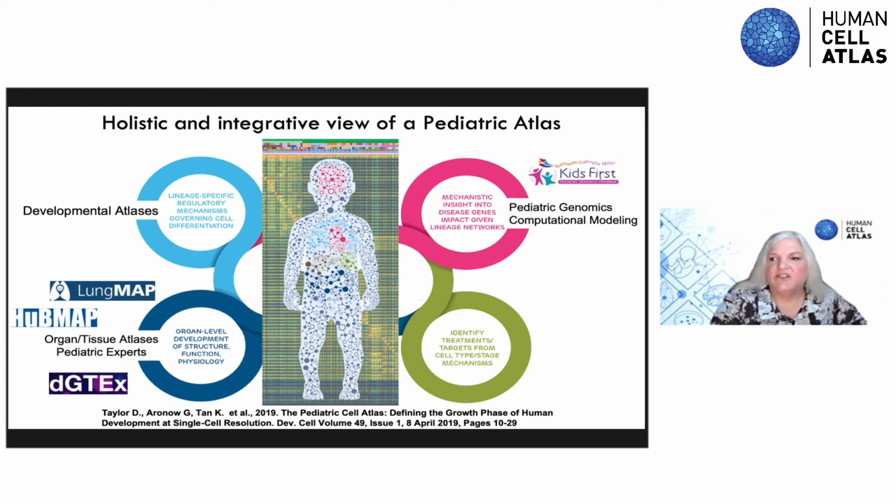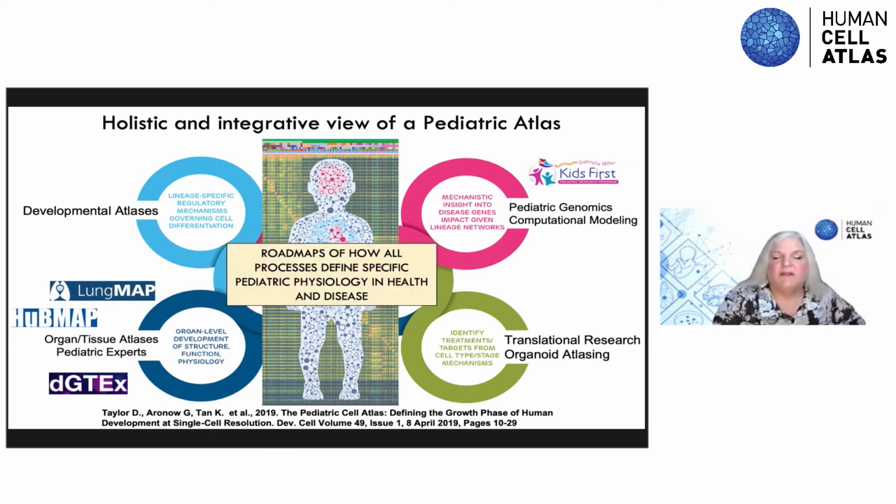Mechanistic insight into disease genes can come from both pediatric genomics and genetics projects such as Kids First, coupled with single cell data, and also computational modeling groups that can take all the data produced from the pediatric cell atlas and give us insight into how disease genes impact the lineage networks. And of course, as Sarah also showed, translational research and organoid atlasing will be very important to identify treatments from cell type, stage, and mechanisms. And ultimately, we'd like to come up with a roadmap of how all processes define specific pediatric physiology and health and disease.